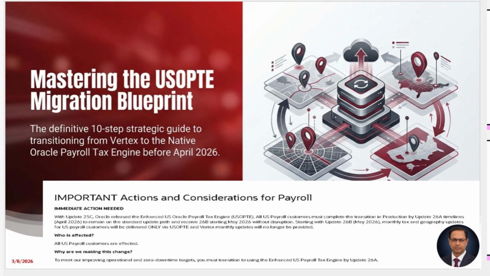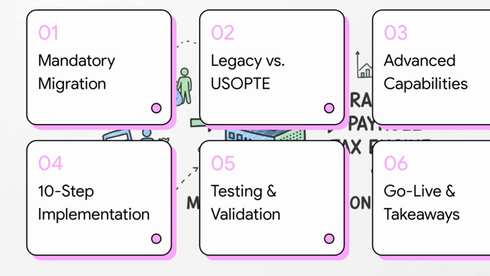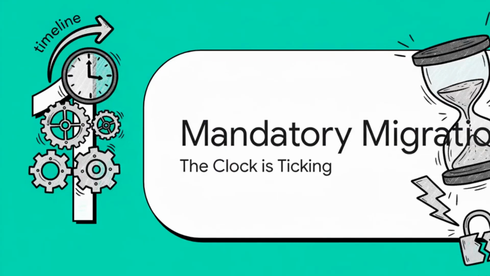So here's our roadmap for today. First, we're going to tackle the mandatory timeline and really understand why this needs to be on your radar right now. Then, we will contrast the old Vertex system with the new native USOPTE solution so you can see what has really changed under the hood. From there, we'll explore its most powerful new feature, geospatial intelligence. After that, I will walk you through the exact step-by-step implementation plan for a smooth transition, and finally, we'll cover how to test and validate your work and wrap things up with a real-world case study and the key takeaways you need to remember.